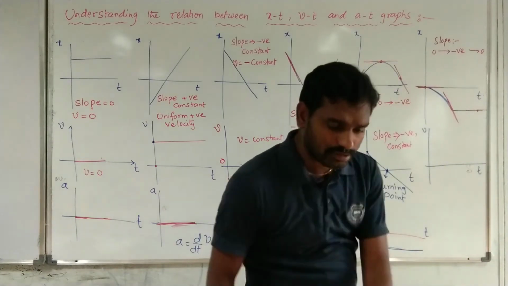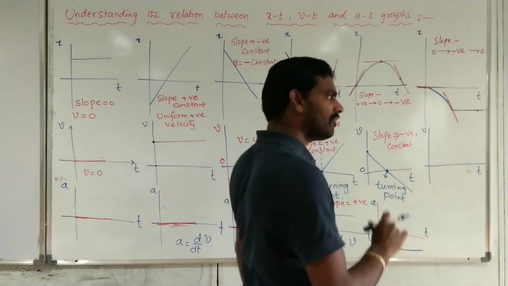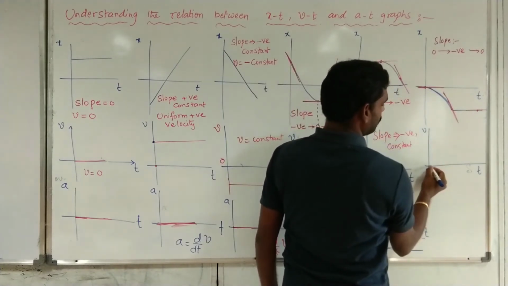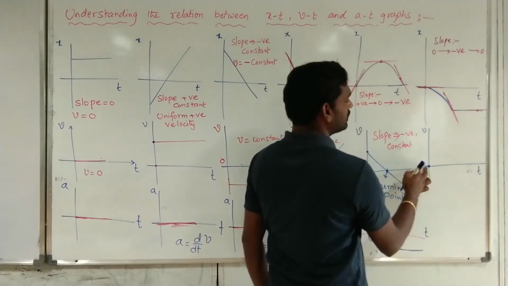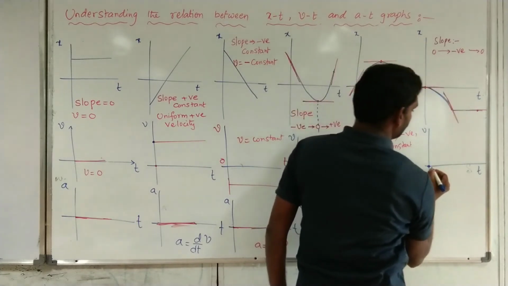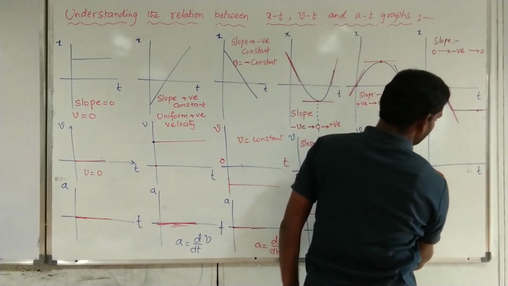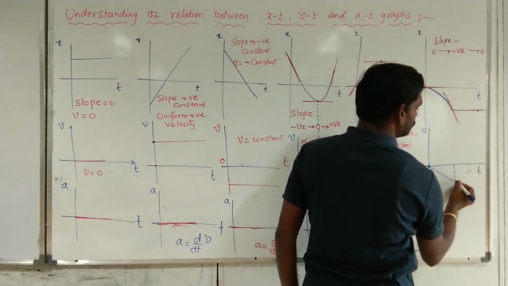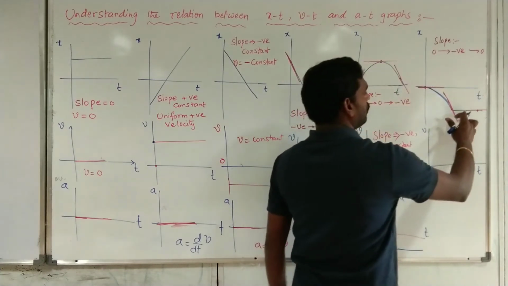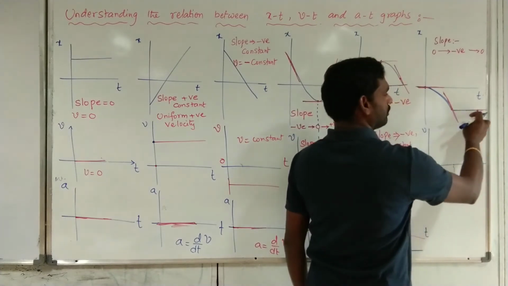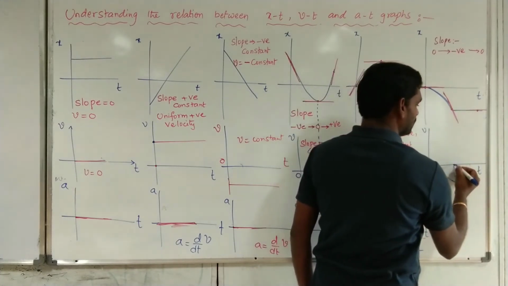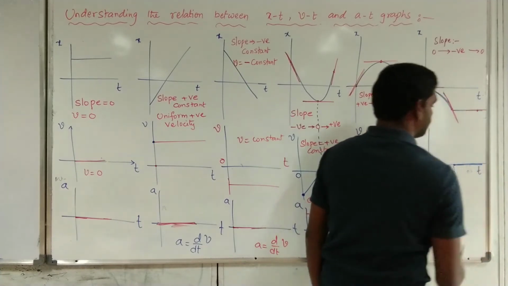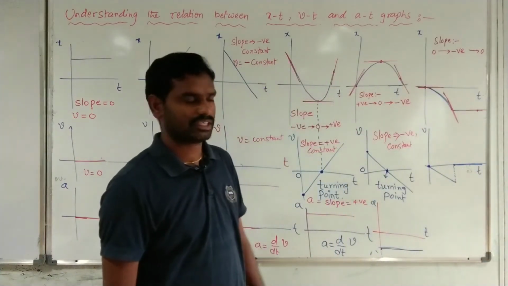The slope of the xt graph is nothing but velocity. So initially the velocity is equal to 0. Velocity is changing from 0 to negative. Velocity is negative like this. At this point, velocity becomes 0 after this. As the slope is 0, velocity is also 0 here. The slope of the xt graph is 0, so velocity is equal to 0.